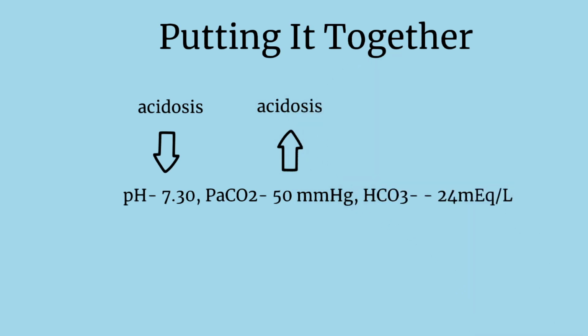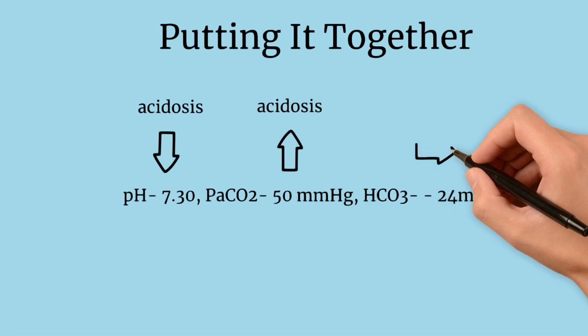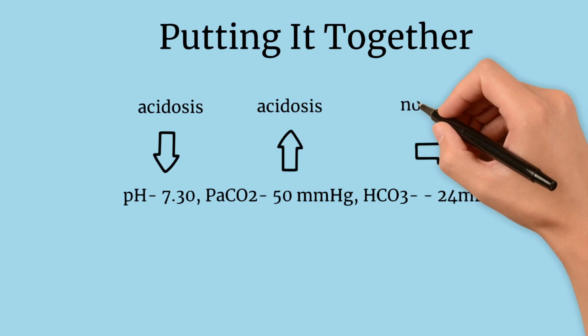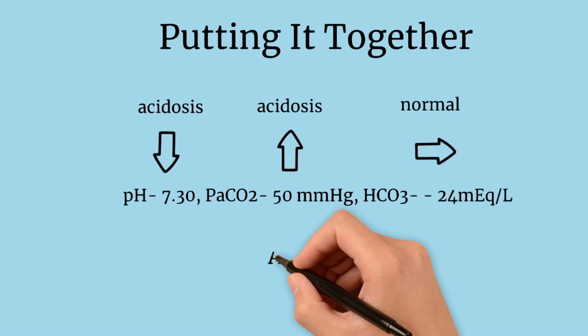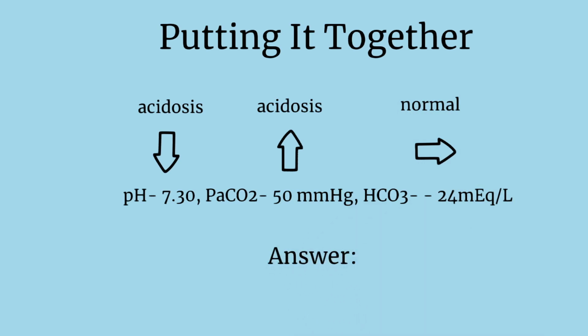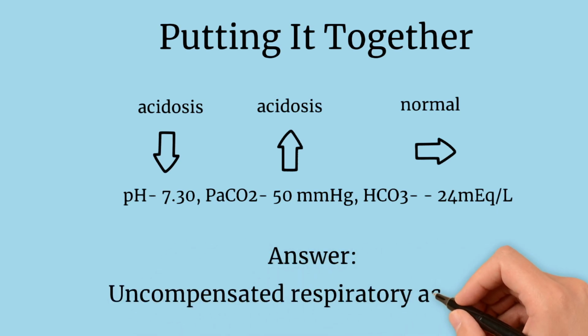Our bicarb is 24. Our normal bicarb number is 22 to 26, so this would lead us to a normal bicarb level. So what does this reading mean? Since our pH and our PaCO2 are going in opposite directions, and we have an acidotic state, this would lead us to believe that our CO2 is creating the primary disturbance. So our PaCO2 is creating a respiratory acidosis. And we know that since the bicarb is not compensating, we have an uncompensated respiratory acidosis.